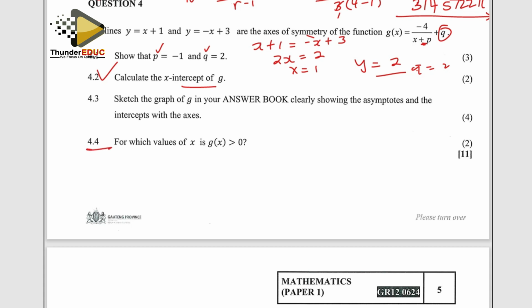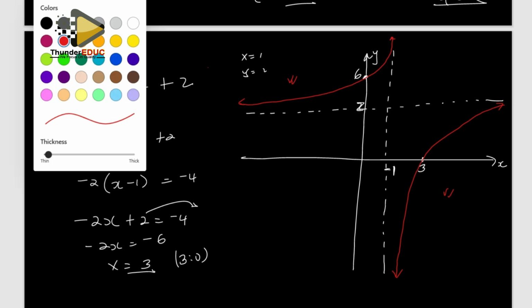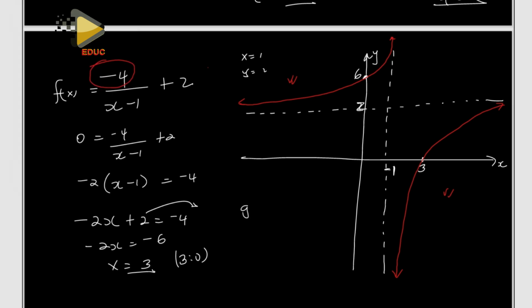Okay, then they're asking us for which values of x is g of x greater than 0. Now, for g of x to be greater than 0, where do we find the graph to be above the x-axis? So at the point of 3, that's where we are seeing the difference, that one graph is going down and the other is going up.